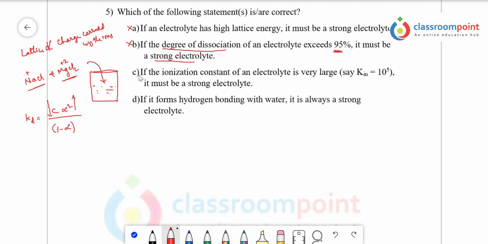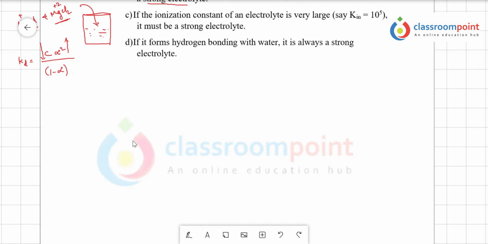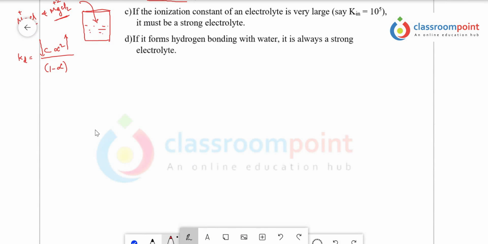Let's come to option C. If the ionization constant of an electrolyte is very large, say K ionization is given as 10 power 5, it must be a strong electrolyte. So here we need to discuss a particular thing.